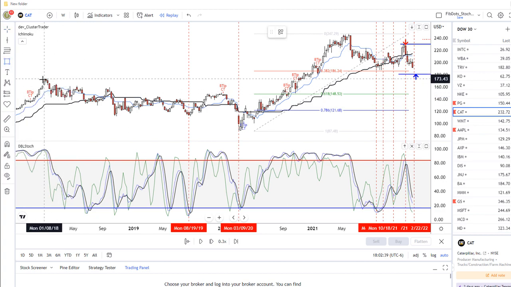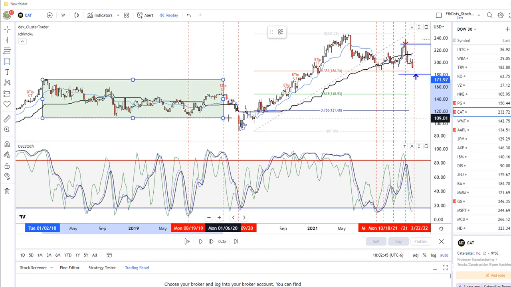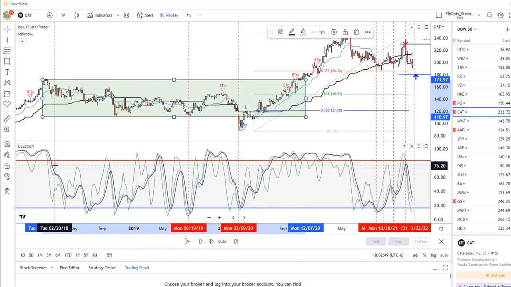In this particular case, you'll note again, get in the habit of using your drawing tools. You'll notice that right here is a swing high. The market then pulls back down to a swing low. I'm going to draw a horizontal rectangle, and you'll see that price remains inside of this area, which is a high of 180 in CAT, a low of 115. So we've got a $65 window.